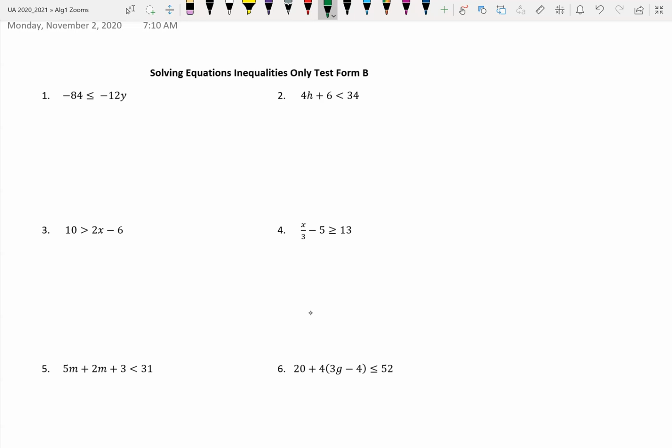Number one, solving for y. We see we have negative 12 times y. We will divide by negative 12 on both sides. On the right-hand expression, we will have y. The inequality will change directions because we have divided by negative. Negative 84 divided by negative 12 is a positive 7. 7 greater than or equal to y, which the equivalent statement would be y is less than or equal to 7. Either of these are correct.